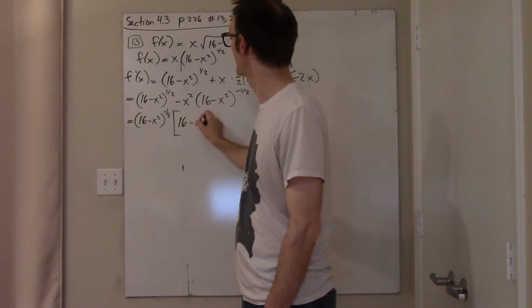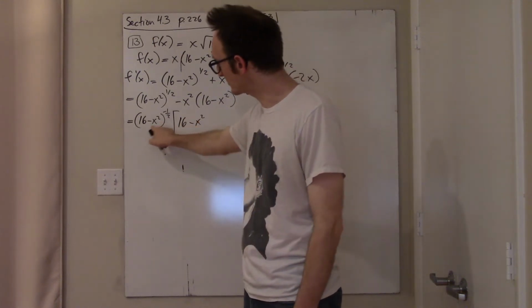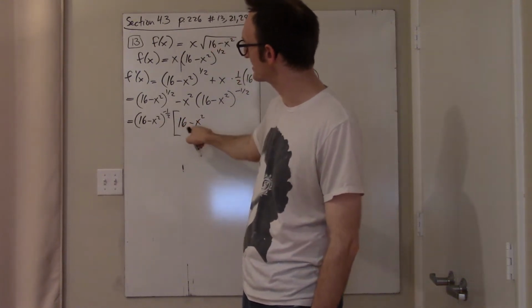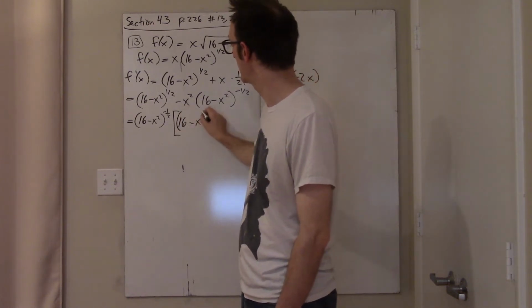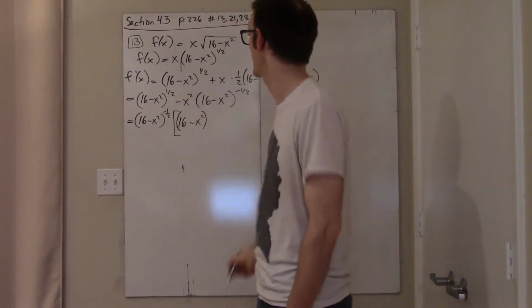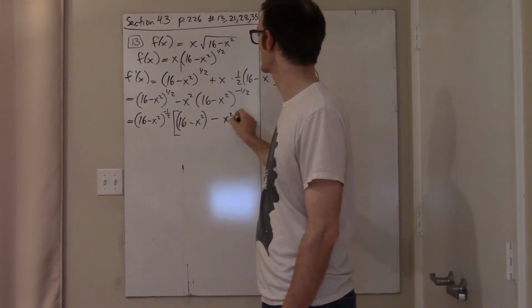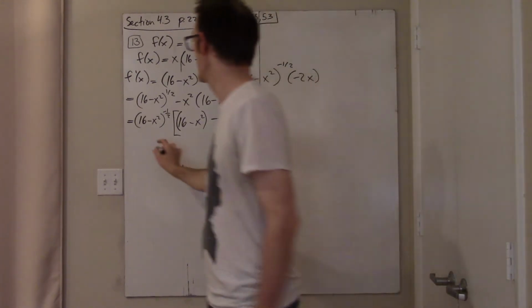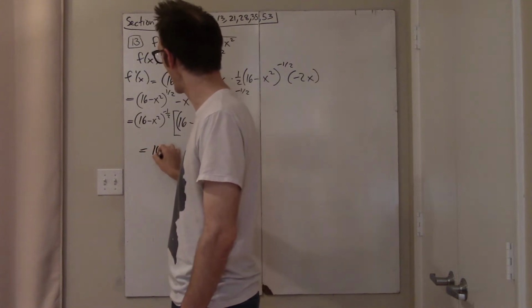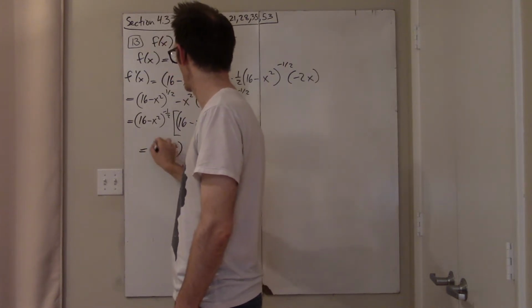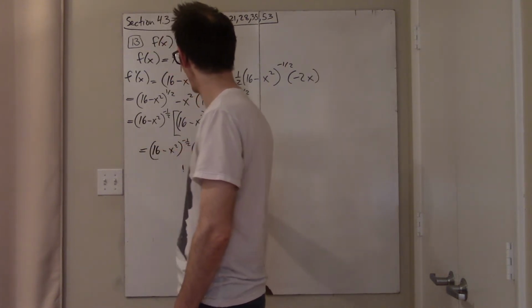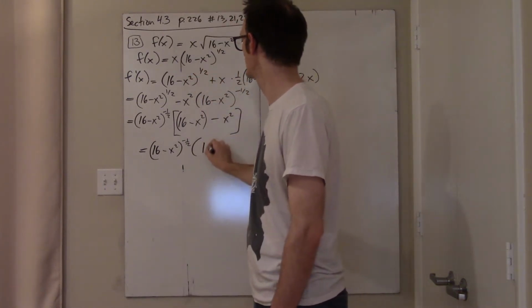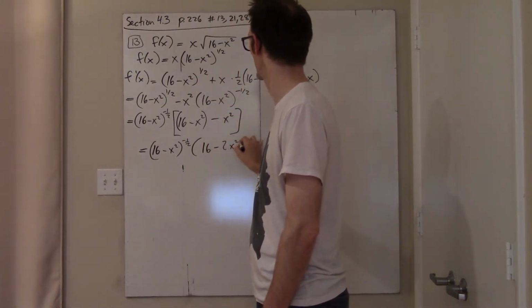Answer, one of them. 16 minus x squared to the negative 1/2 times 16 minus x squared to the 1 is 16 minus x squared to the 1/2. And then this is just minus x squared. So actually this is just not that hard. Okay, and so continuing to simplify, I get 16 minus x squared to the negative 1/2 times, this is going to be 16 minus 2x squared.